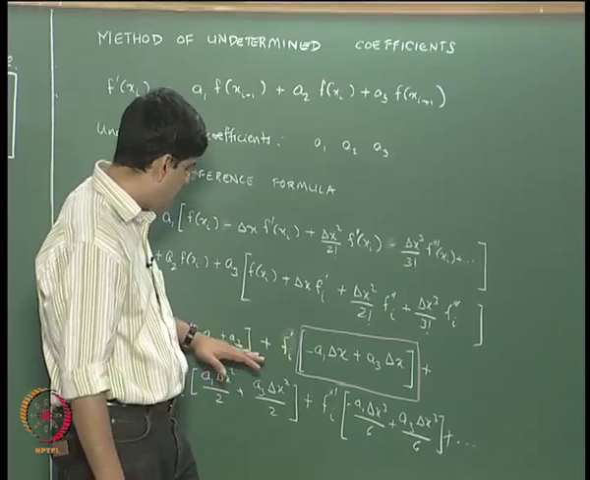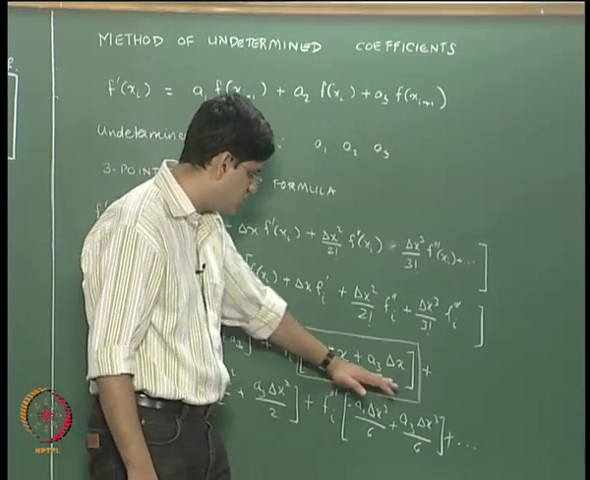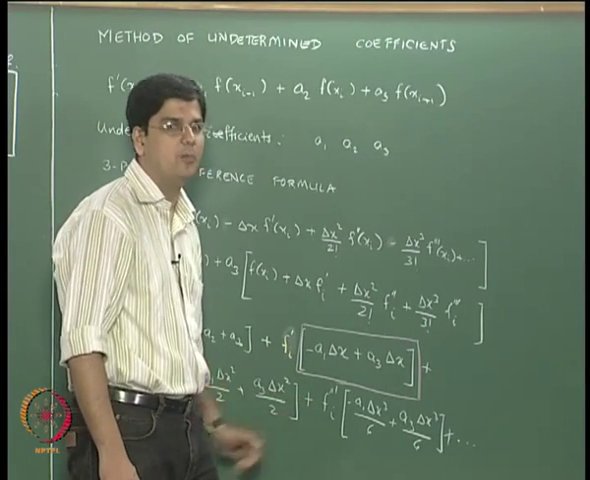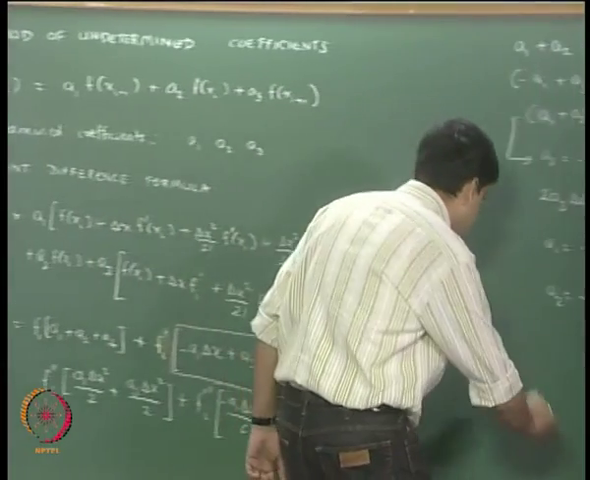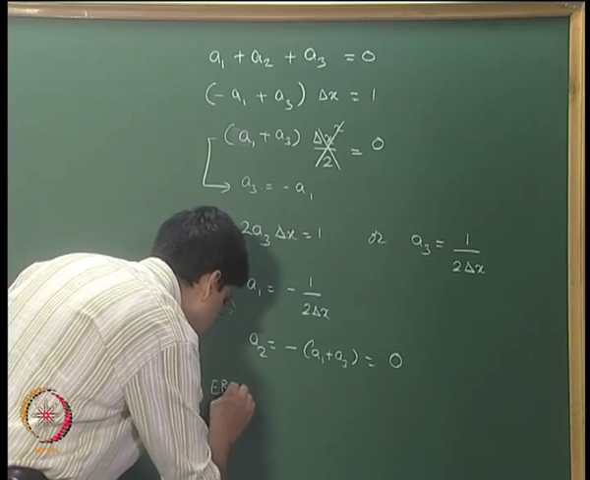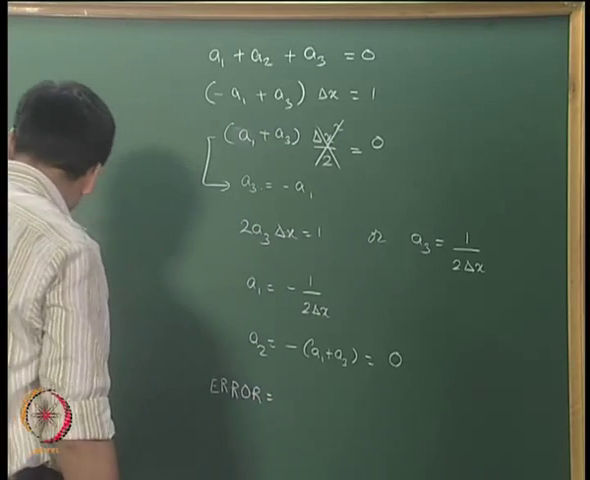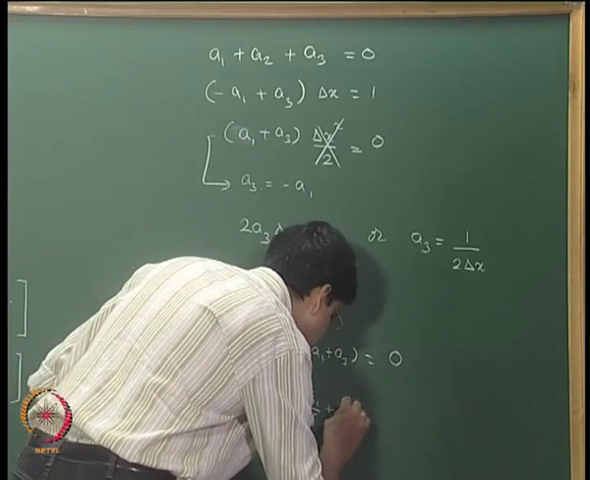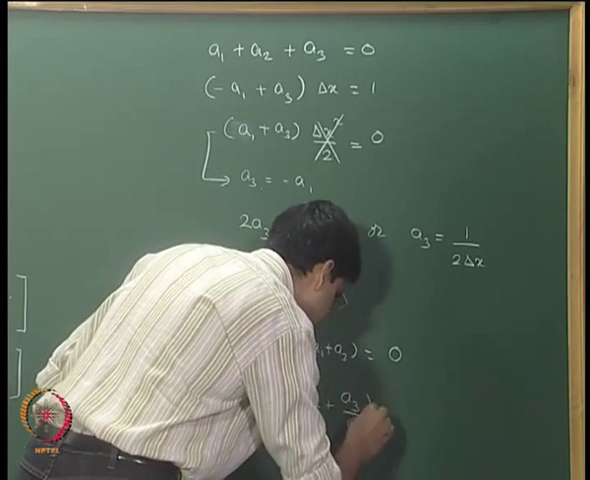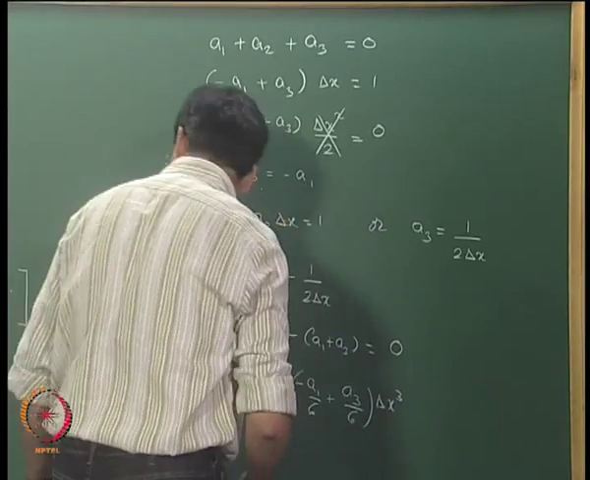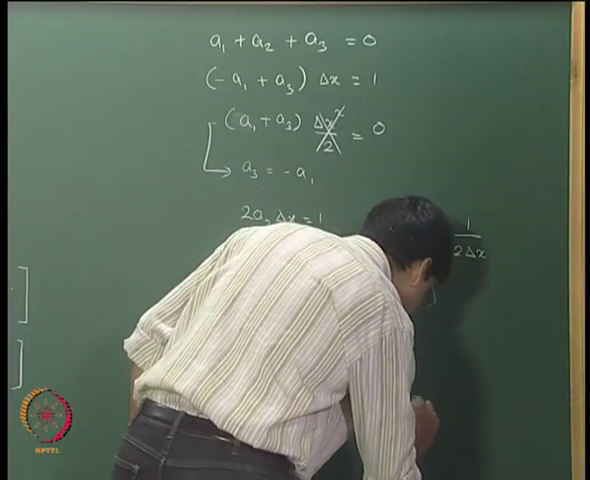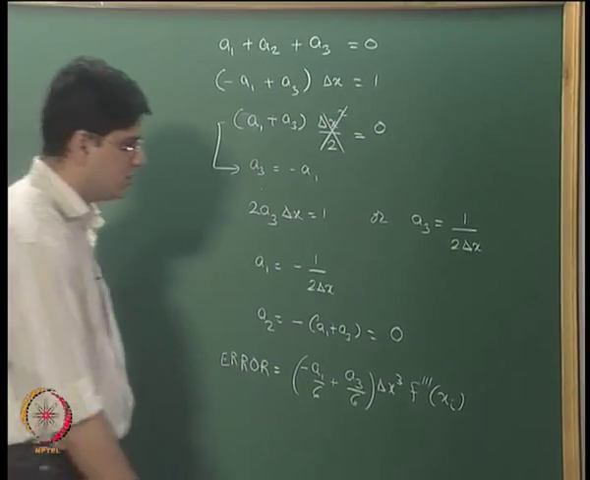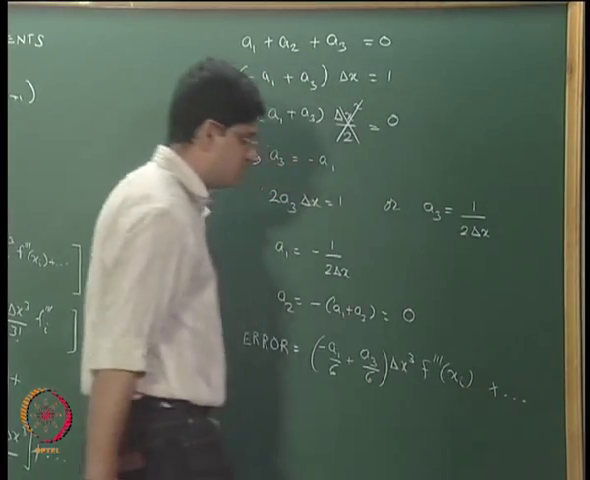Keep in mind that this term has become 0, this term has become 0, this term has become 1. All the above, all these terms are actually non-zero, but we are neglecting them. Okay. So error is going to be equal to minus a1 by 6 plus a3 by 6 multiplied by delta x cubed multiplied by f triple dash of xi, plus we have other terms as well.